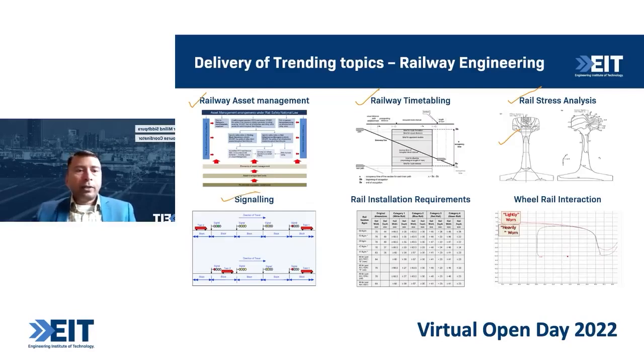Signaling is another one. Signaling seems like a normal system, red, yellow, green, but it's much more complex than you would think. Lots of electronics, lots of project management, and lots of technologies are used. So signaling is actually taught within the course as well. And rail installation requirements are totally covered, such as how a particular segment of a railway component is installed in the assembly.